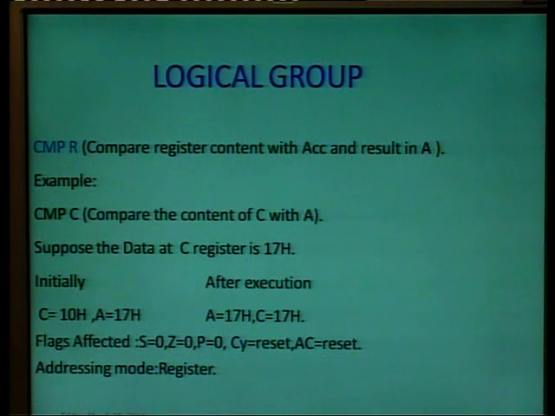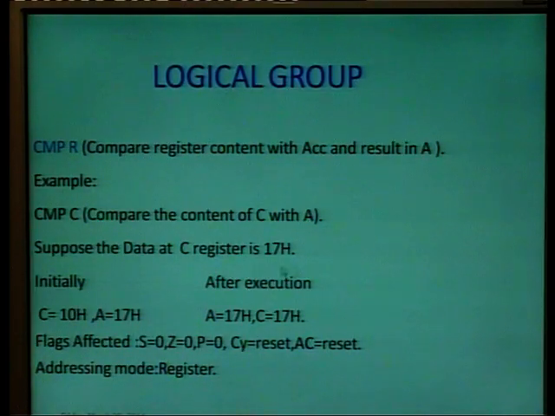Then compare R, this instruction compares two 8-bit numbers, one of them is in the accumulator, the second is in the register R. In this case, the content of register R is subtracted from that of the accumulator and according to the flags the comparison is made.